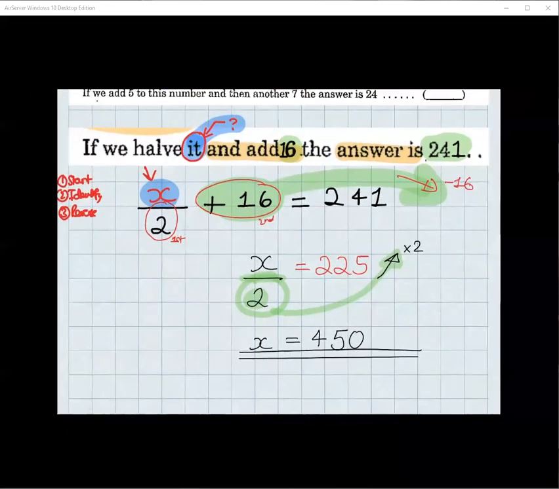So the question is the missing number, the blue part: if we half this mysterious number and add 16, the answer is 241. The actual original value should have been 450. Okay. Done. That's the first question done.